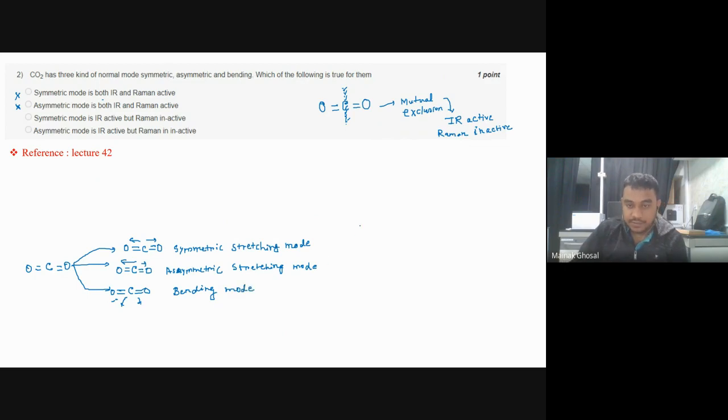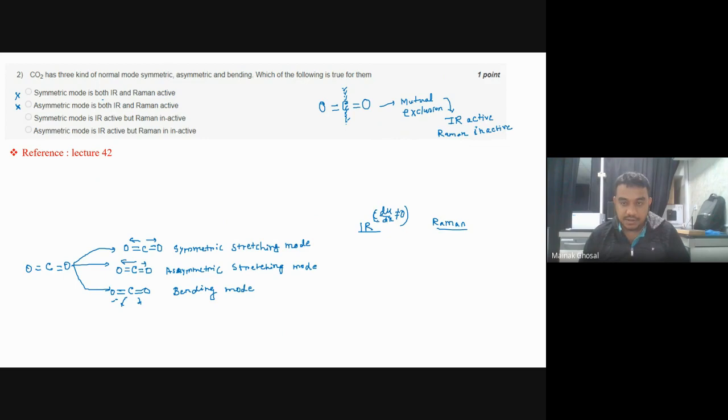So you have to check the IR and Raman activity. If you can check IR activity, you can definitely tell Raman activity, because it will follow the mutual exclusion principle. So if any mode is showing IR activity, it will be Raman inactive, right? For IR activity, your condition is d mu by dx not equals to 0.